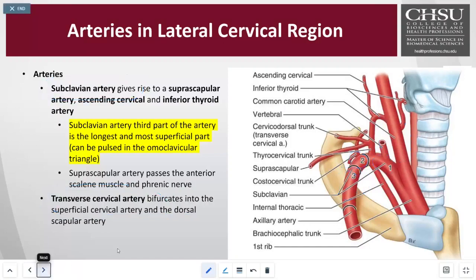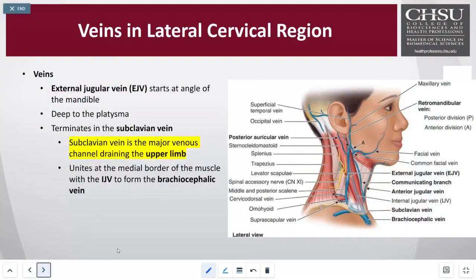Okay, and then moving on, for the vein and the key drainage, pretty straightforward, your jugular vein, more specifically your EJV, external jugular vein. And this is going to be kind of the curvature towards the base of the mandible. It's deeper to the platysma, but the key part is that this is going to drain most of the upper limb. It does have a juncture at the brachiocephalic vein, so let me show you the picture.